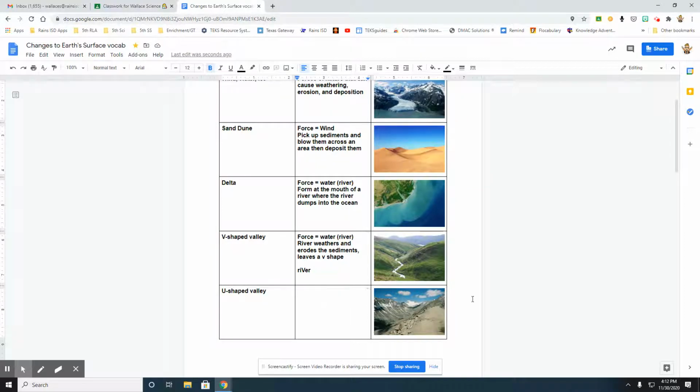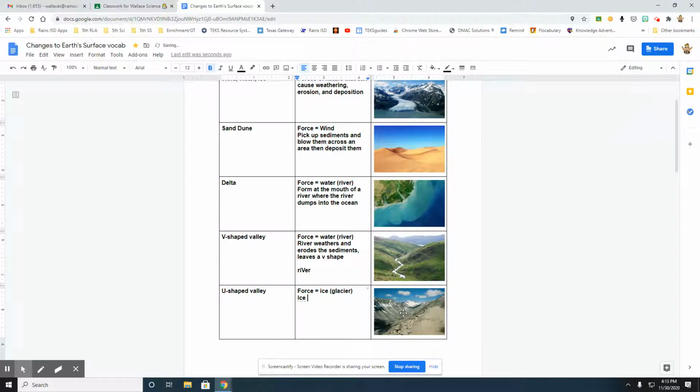So then let's come down here to the U-shaped valley. You can tell this is a definite U shape. It's carved out a lot more. And so the force here is actually going to be ice, and it's specifically a glacier. So kind of like that picture that I showed you up here with wind, water, and ice. Over time, if this glacier completely melts away, this is what would be left behind. It would be a U-shaped valley.